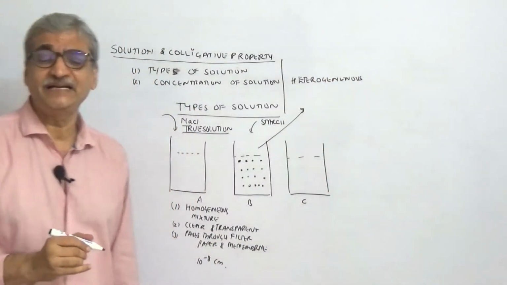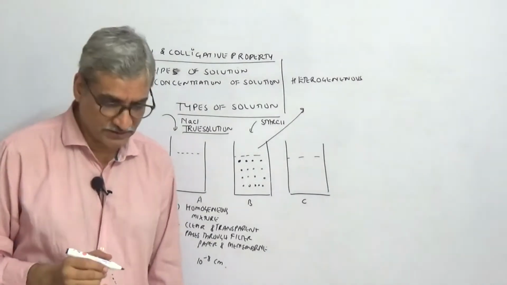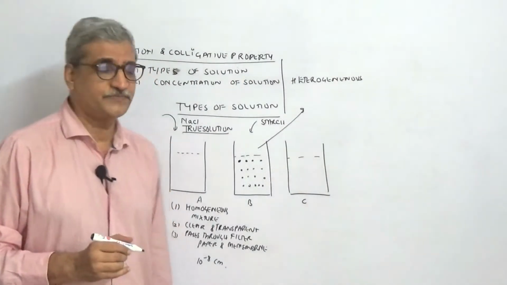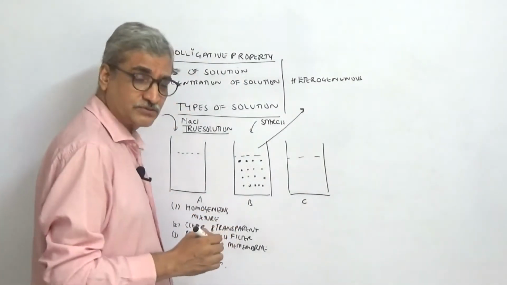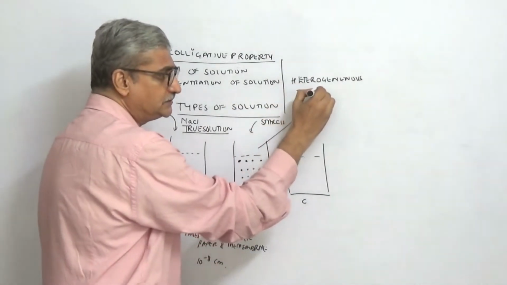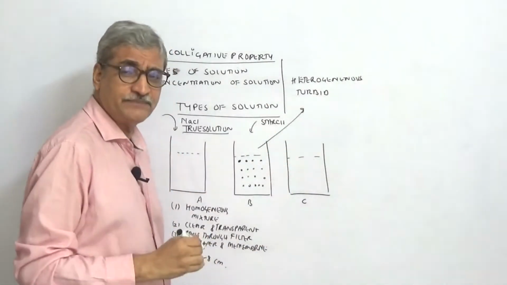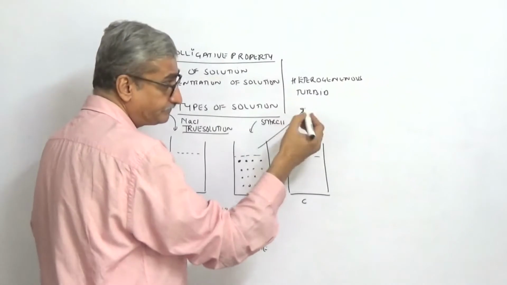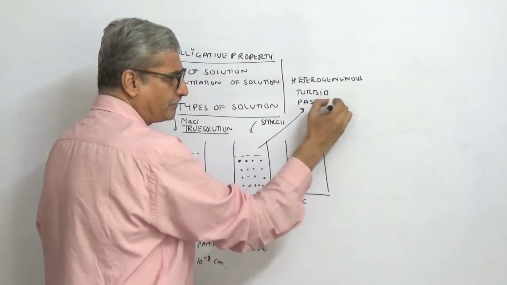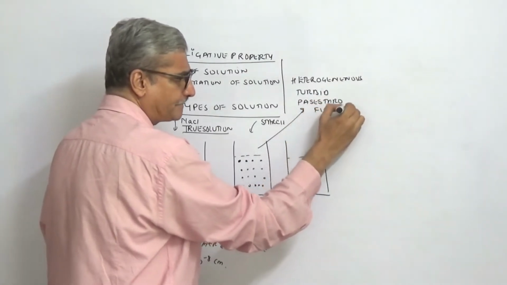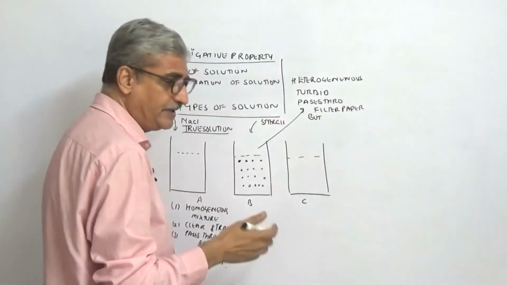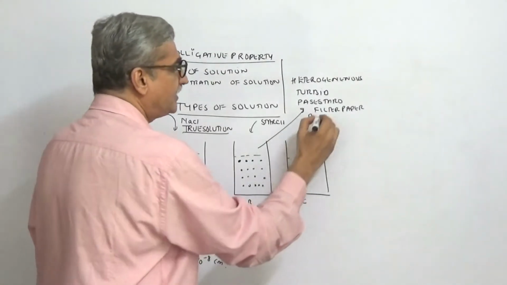It means one is suspended in the other. So while I say sodium chloride dissolved in water, I'm using the word that starch is suspended in water. So there are two distinct phases, not homogeneous, it is heterogeneous. And then it is turbid, and it passes through filter paper, but not through membrane. That means the particle size is slightly bigger, so the membrane is able to retain it.